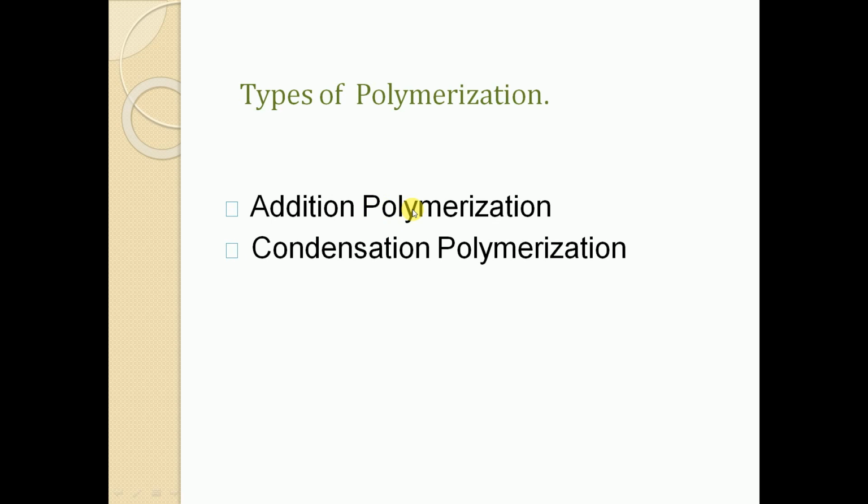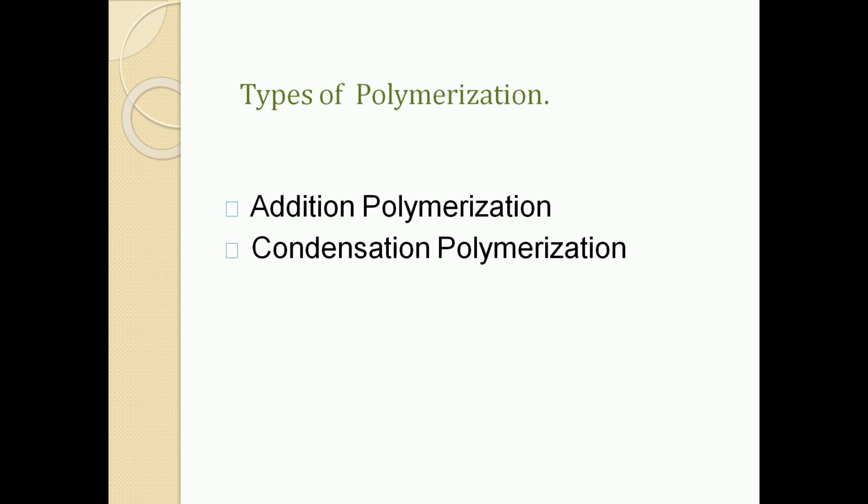I repeat, in addition polymerization the monomer is repeated many times within the polymer, so no byproduct is formed. And the example of an addition polymer is PMMA, that is polymethyl methacrylate.